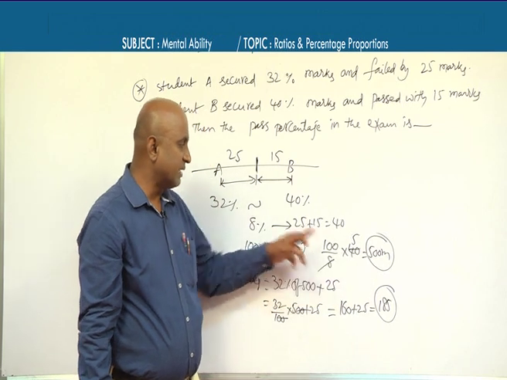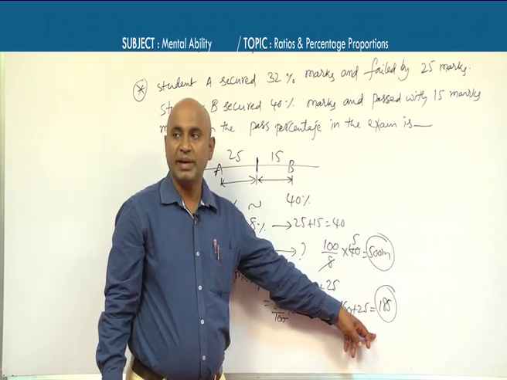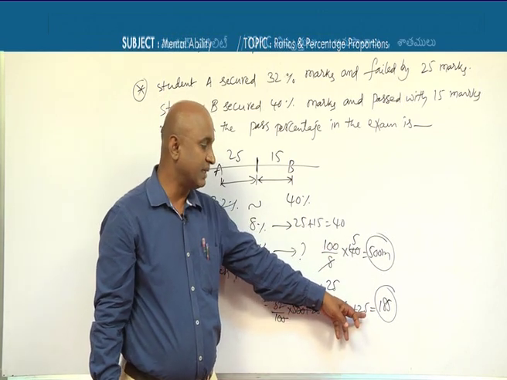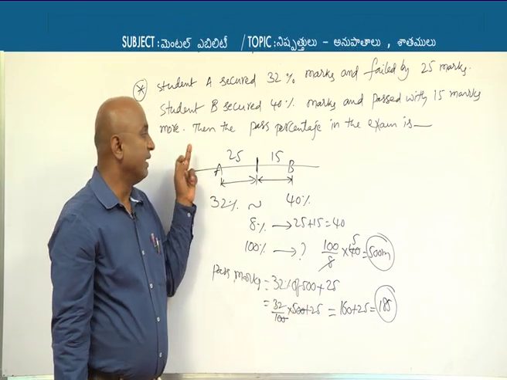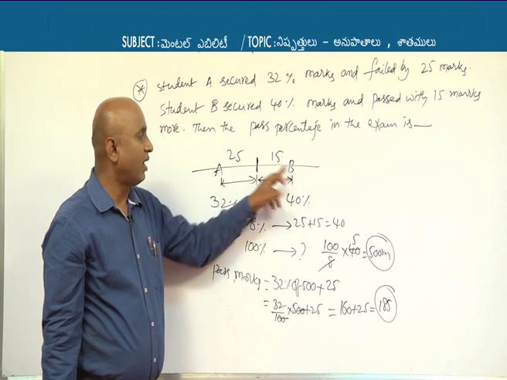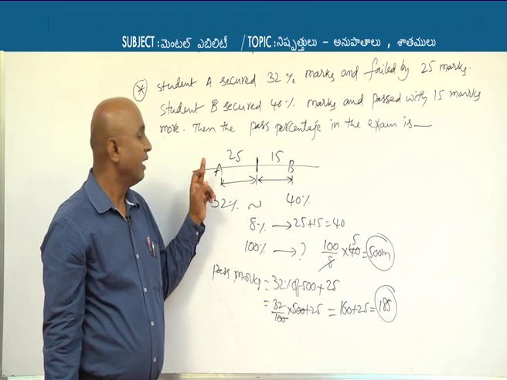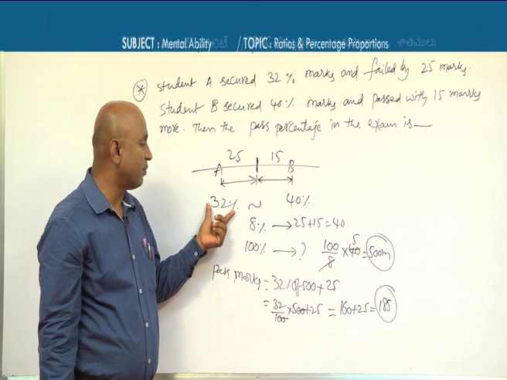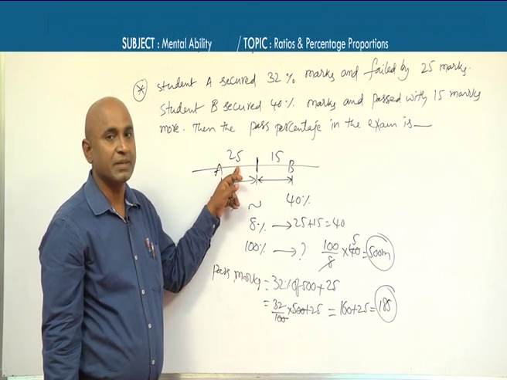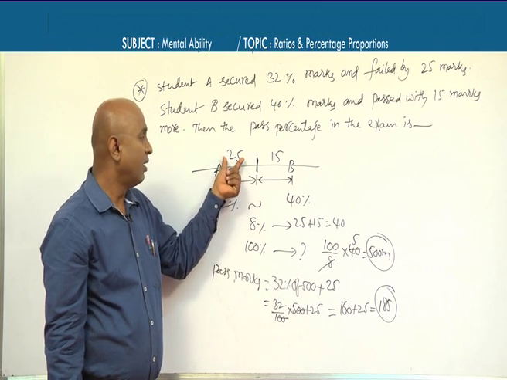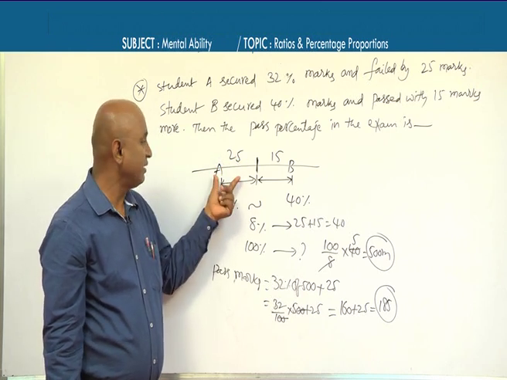500 మార్కులు 100%కి సమానం అయితే 185 మార్కులు ఎంత శాతానికి సమానం అవుతాయి? దట్ ఈజ్ ద వాల్యూ టు బి ఫైండ్ అవుట్. See the value in an exam, A and B got the marks like this. A got 32% marks and he failed by 25 marks less. If he gets 25 marks more, then he will also pass.